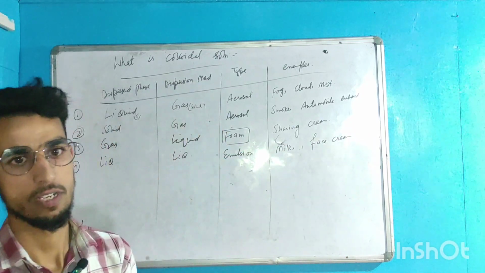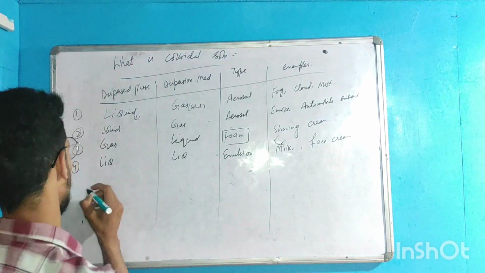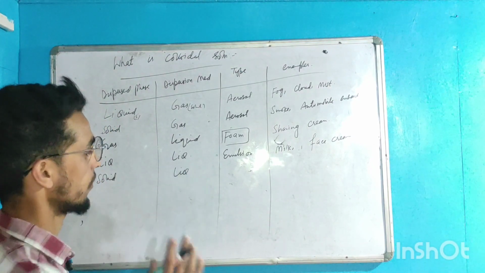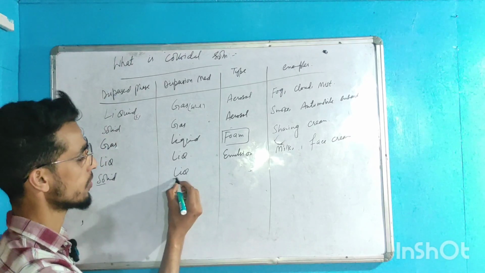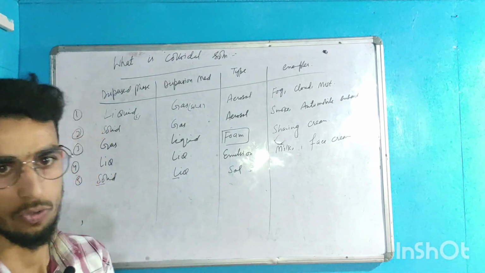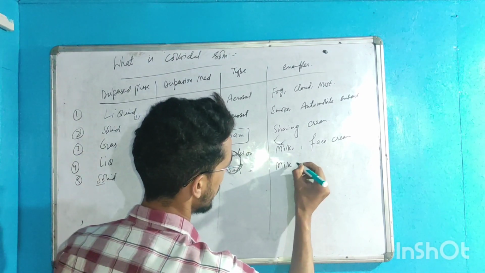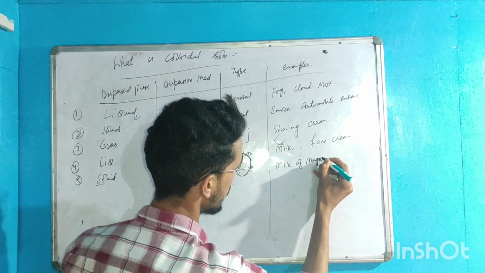Face cream. That is liquid in liquid, and then solid in liquid. Solid will be present in liquid. Now, there's a trick also. Solid means SO, liquid means L. This is sol, SOL, sol. The famous example is milk of magnesia.